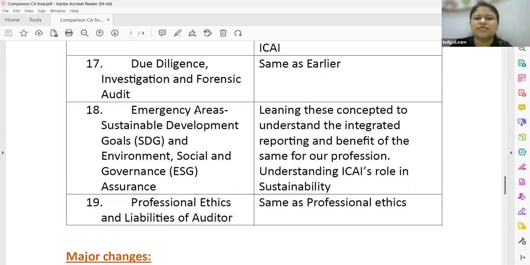As I told you, you have this complete new introduction, that is emerging areas, where you talk about SDG and ESG, which is completely new, where you're going to understand about integrated reporting and the benefit of such kind of reporting to our profession. Most importantly, ICAI's role: we are going to understand about sustainability. So where forums are made, CAs play a very important role in the forums for all the sustainability development and all of that. So basically, this is going to be a brand new understanding to everybody, including us.